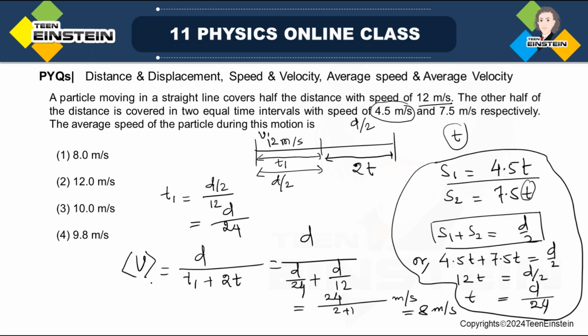And now I can find out average speed is the total distance, that is d, divided by the total time it takes, that is t1 plus 2t. So by doing that we get this option 1 to be the correct answer for this question.